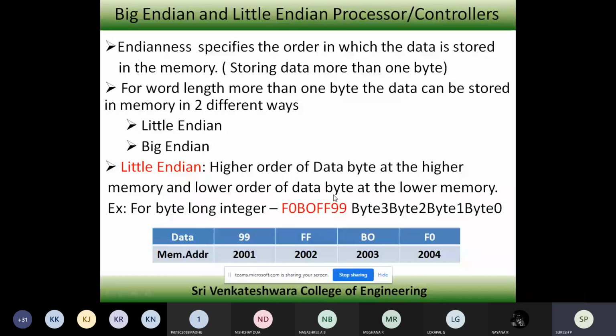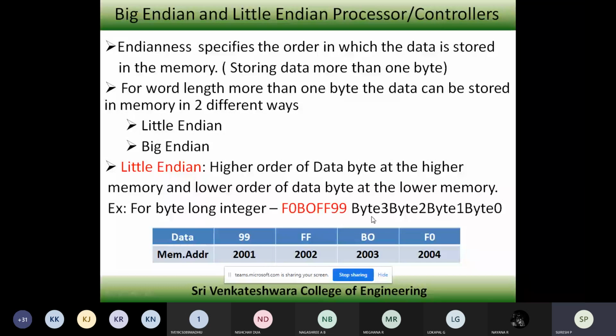You can see, for example, for a 4-byte long integer, it is going to have 32-bit information, that is F0, B0, FF, 99. Now your 99 is nothing but byte 0, your FF is byte 1, B0 is byte 2, and your F0 is byte 3.